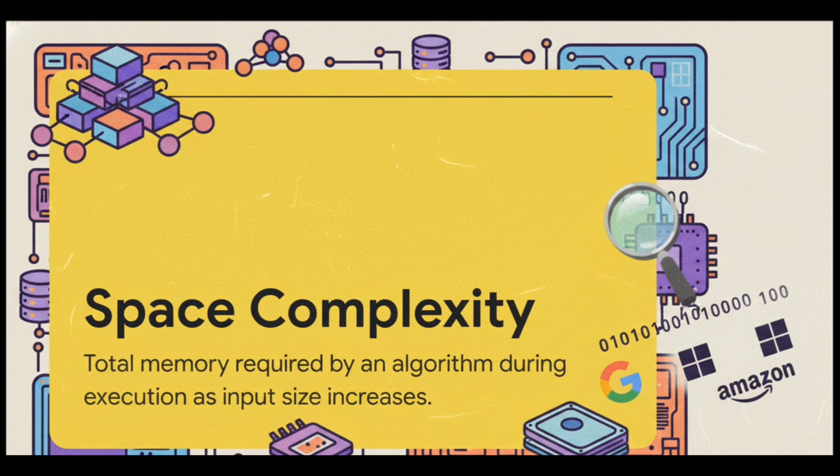And honestly, it is so crucial that tech giants like Google and Amazon absolutely obsess over it during their engineering processes and technical interviews. Efficient memory management is what separates an amateur, messy script from highly polished, enterprise-grade software.